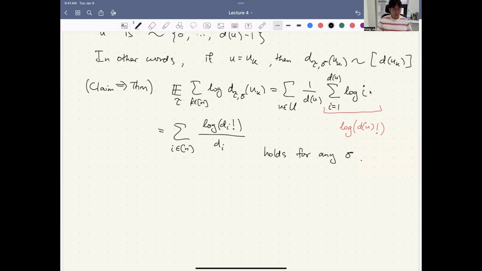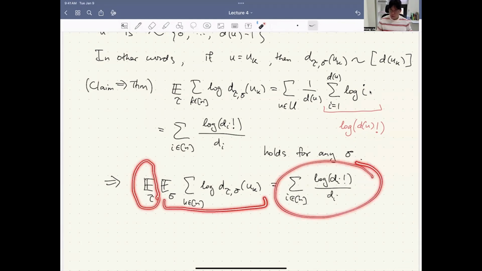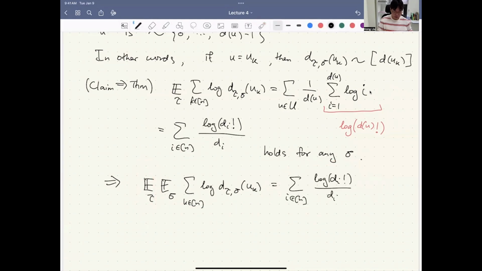Since this holds for any sigma we fix, you take another expectation, we get that. So this shows that the expectation of sigma, expectation of the sum over this quantity, also equals the same thing. That means there exists a tau such that this guy is at most this expectation. First moment method.